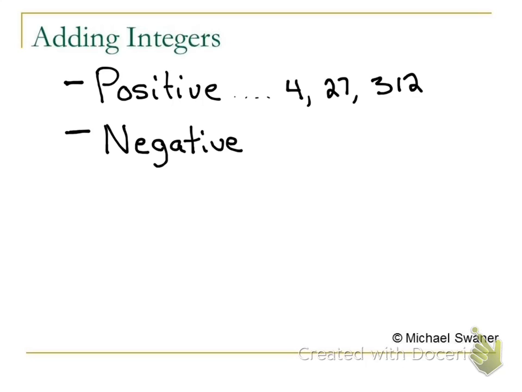And for every integer that is positive, there is an opposite integer that is negative. And we also have an infinite amount of negative integers. They just get smaller and smaller and smaller. For example, the opposite of the integer positive 4 is negative 4. The opposite of 27 is negative 27. And the opposite of 312 is negative 312.